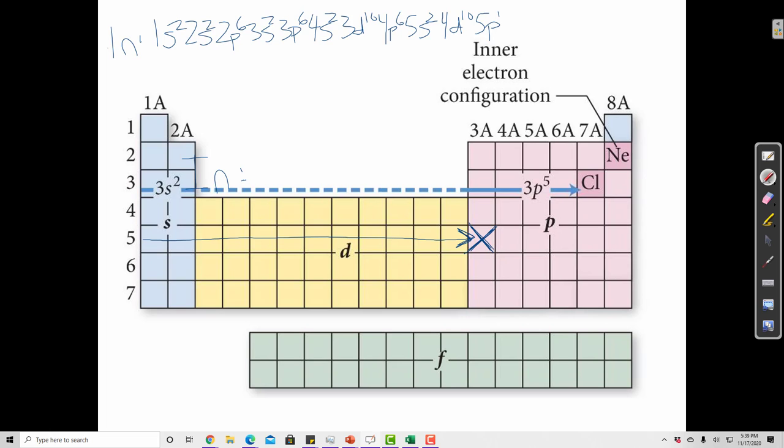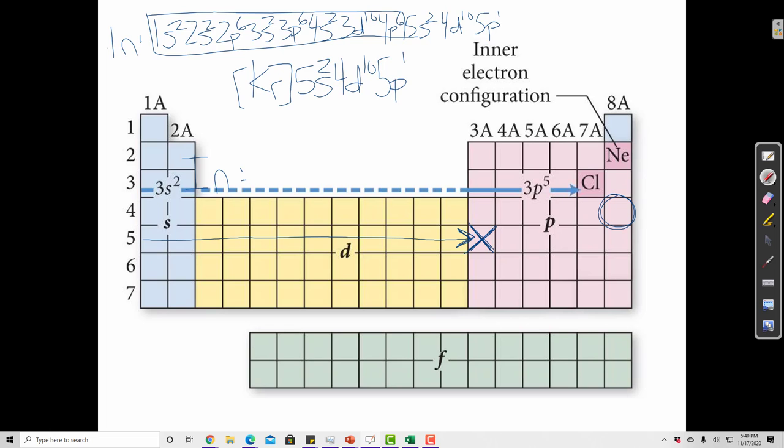If I want to do the shortcut, then I can go back and use this one. So this is krypton. And krypton is everything up through 4s2, 3d10, 4p6. So everything up through 4p6 is actually krypton in brackets. So then I just write 5s2, 4d10, 5p1. And that's also the electron configuration of indium. So the long way and the shortcut, those are both fine.